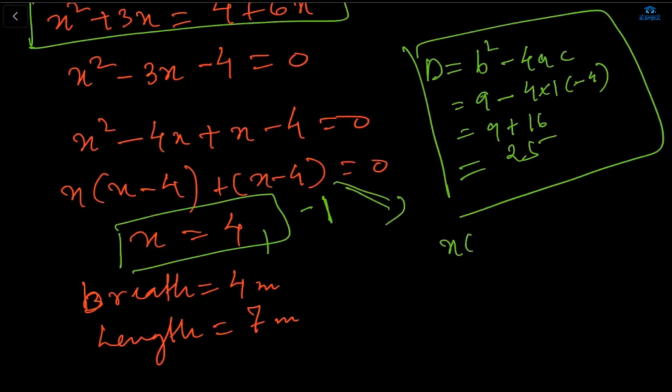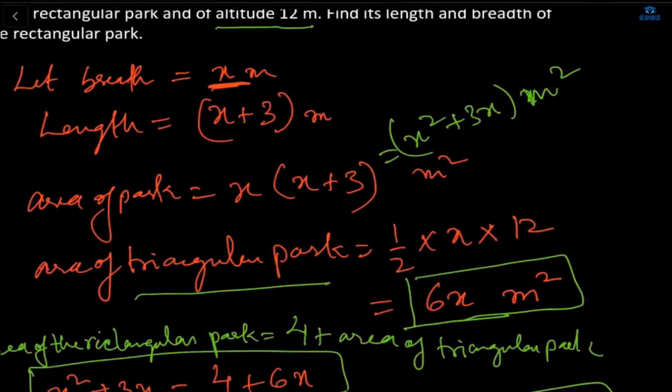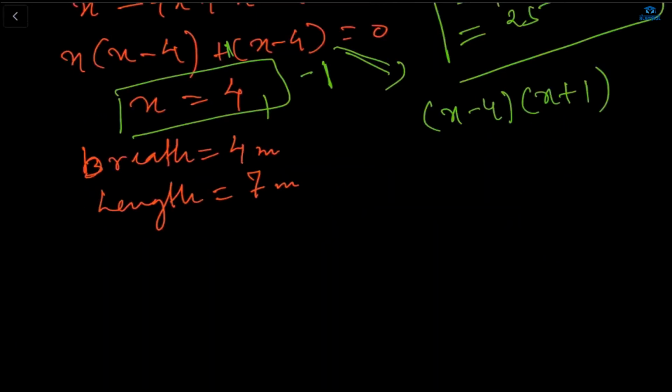Sorry, I got confused after this step. I have not written one step: x minus 4 and x plus 1. So since a value cannot be negative, we are excluding it, and x is equal to 4 is your breadth, and length will be x plus 3. So it will be 7.